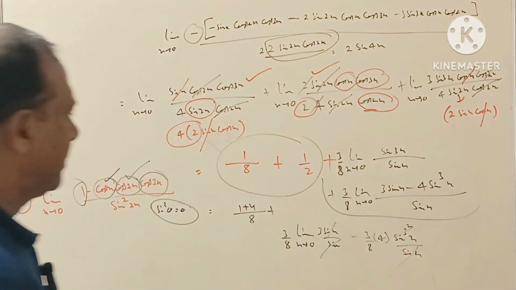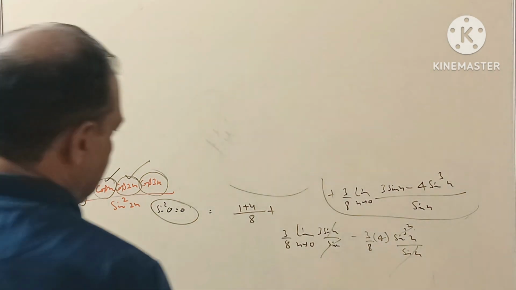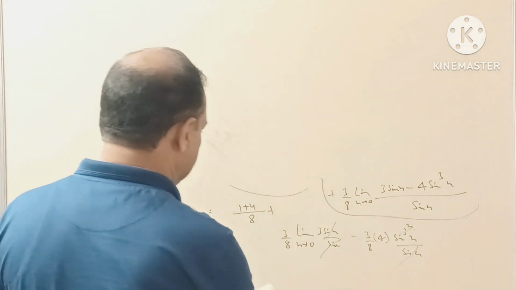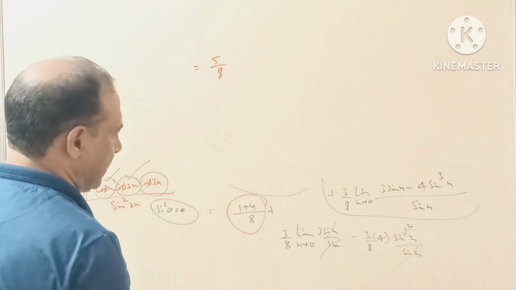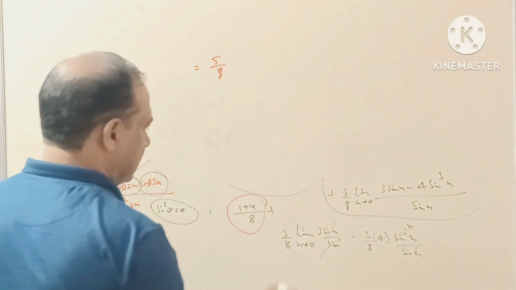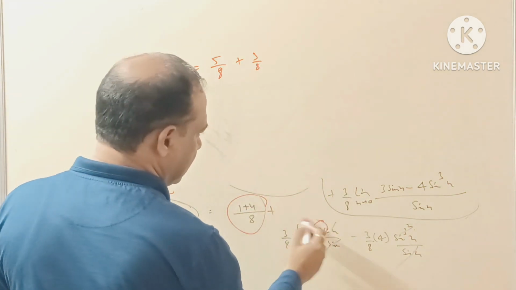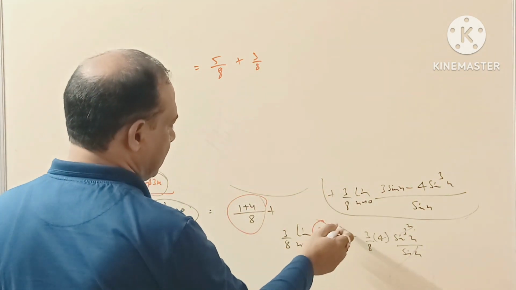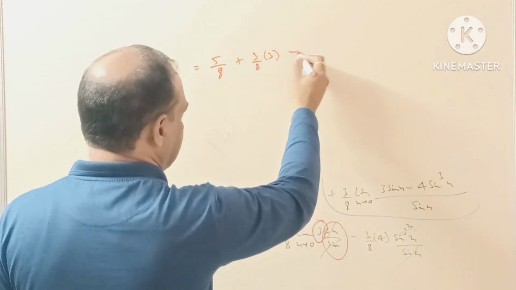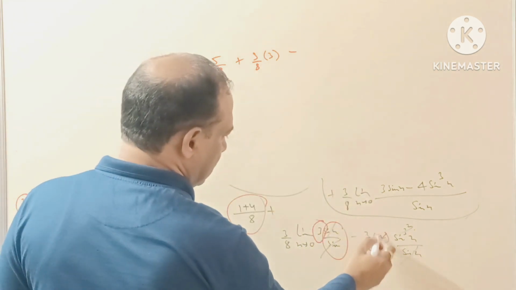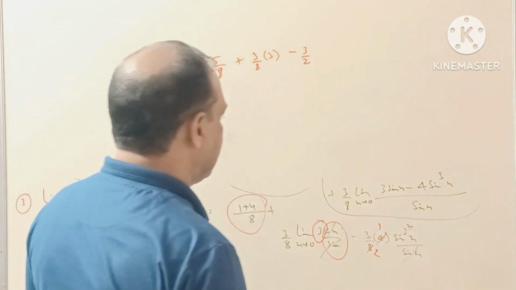Now just wait, I have to rub the upper part. Now here what you are having is 5 over 8, 1 plus 4, 4 over 8, plus 3 over 8 times 3, because it will give you 1, multiplied by 3, and this is minus 4 over 8, minus 3 over 2, and here this is sin square x.